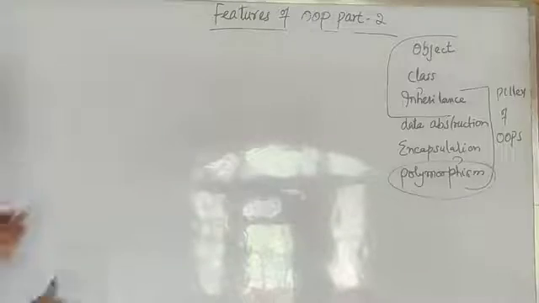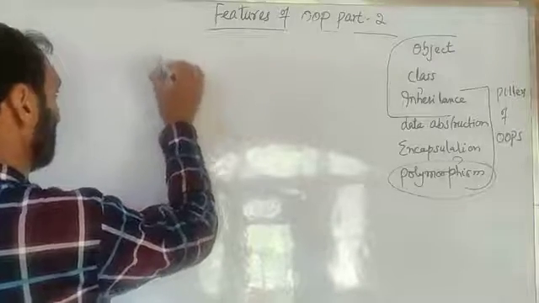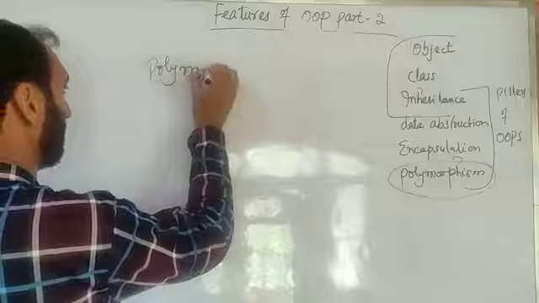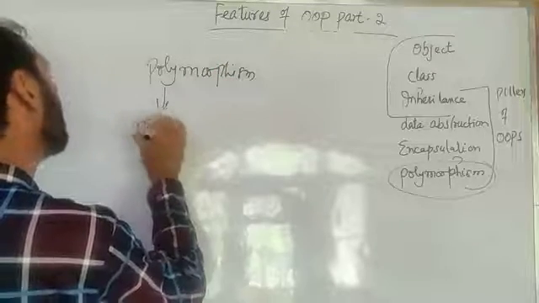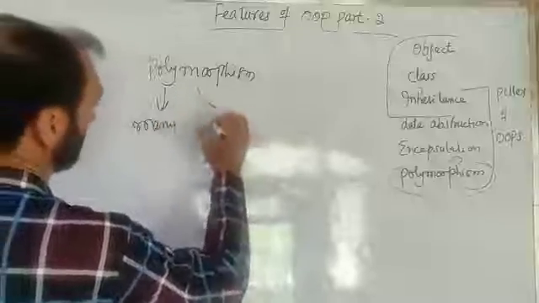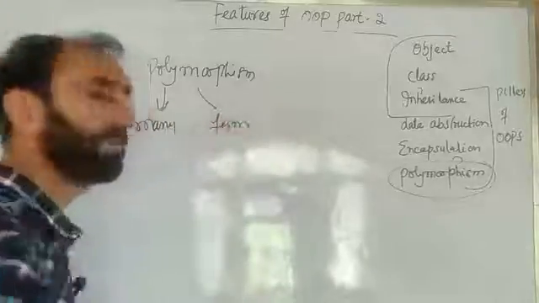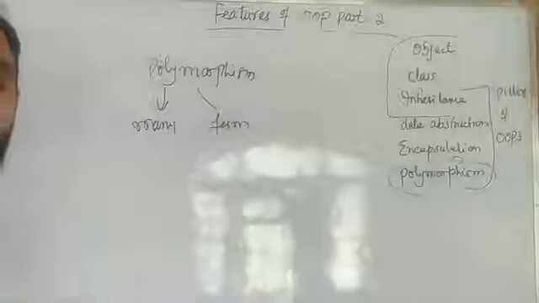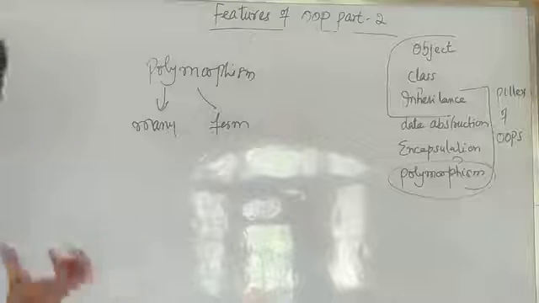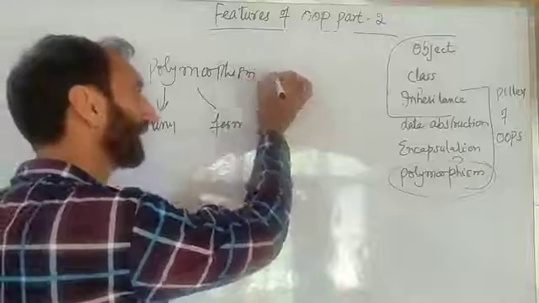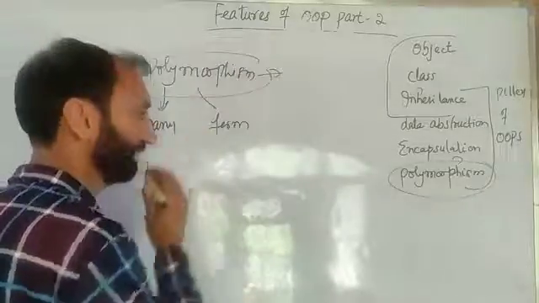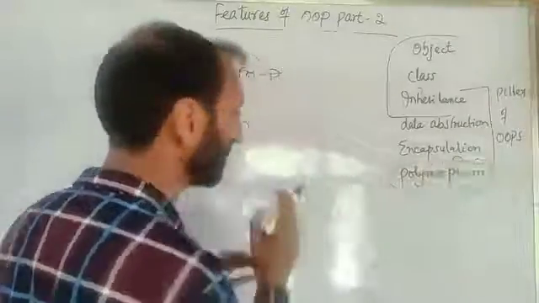What is polymorphism? As we know, poly means many and morphism means forms. That means many forms, more than one form. And I will also try to relate this polymorphism concept to the real world.